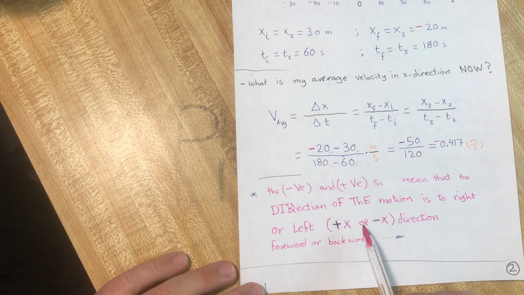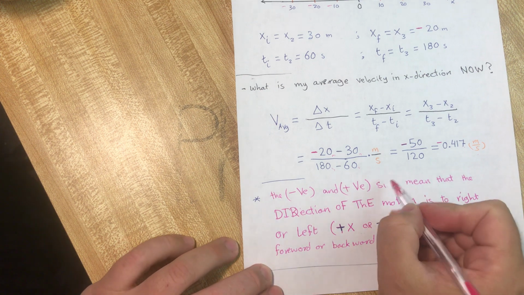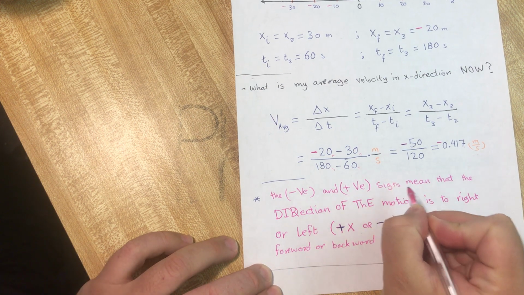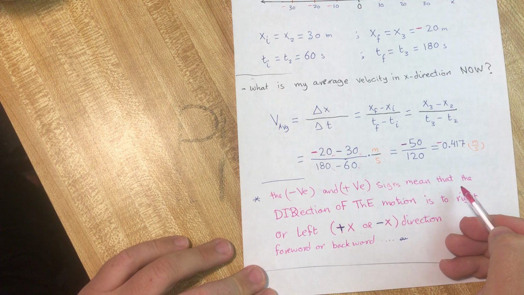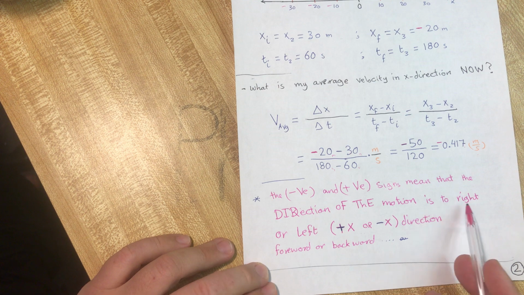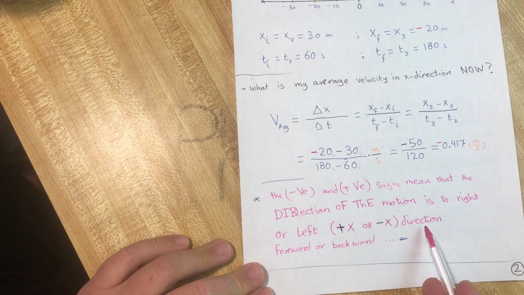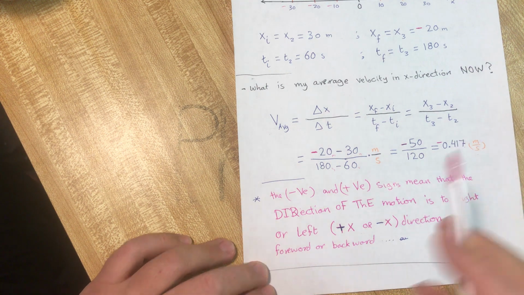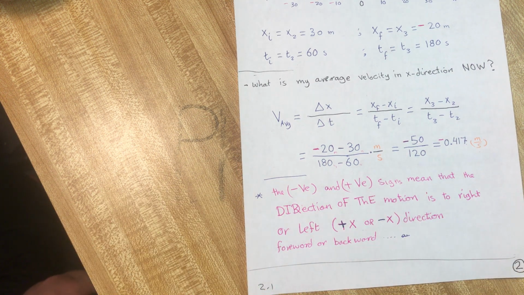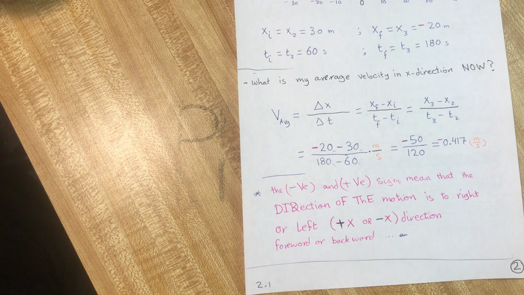What about the minus sign and the positive sign in the first part? The negative and the positive signs mean that the direction of the motion is to the right or to the left, positive x or negative x direction, or forward or backward, or positive y or negative y if we are moving vertically, and so on. I hope you understand this. It is easy to be understood.